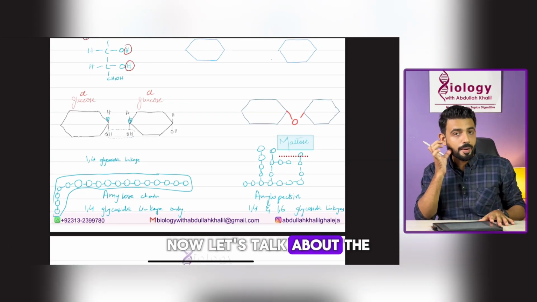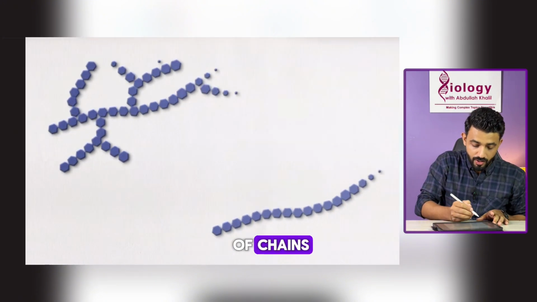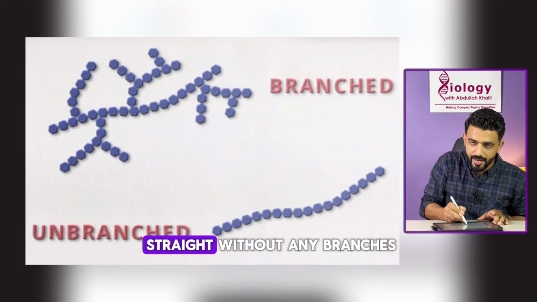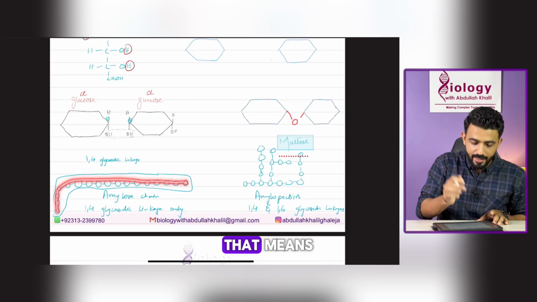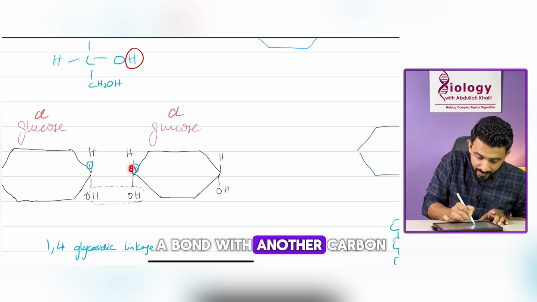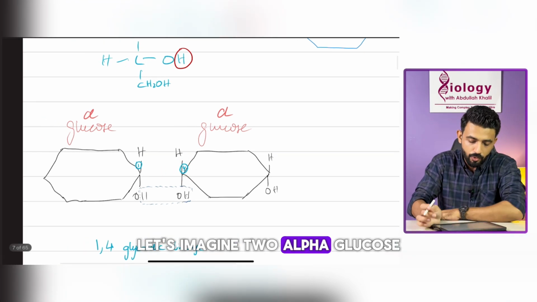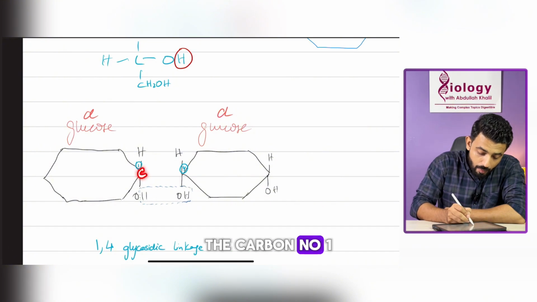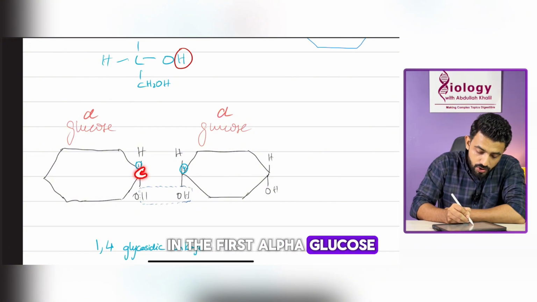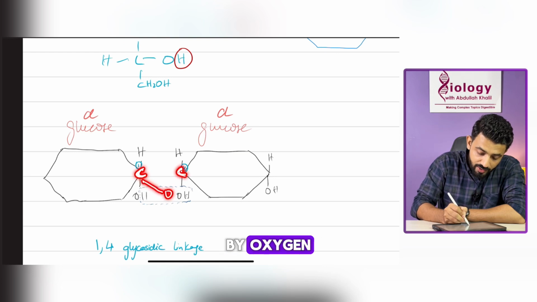Okay, now let's talk about the chains that are formed by glucose. There are two types of chains. Either the chain is straight without any branches. That means the carbon is making a bond with another carbon here. Two rings of glucose. Let's imagine two alpha glucose here. The carbon number 1 in the first alpha glucose is making a bond with carbon number 4 by oxygen.